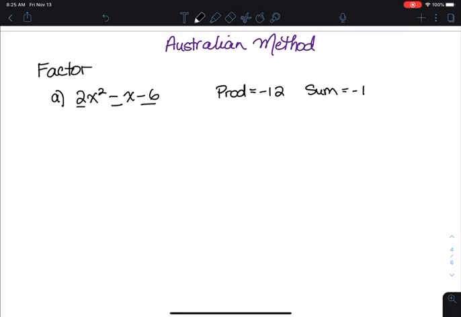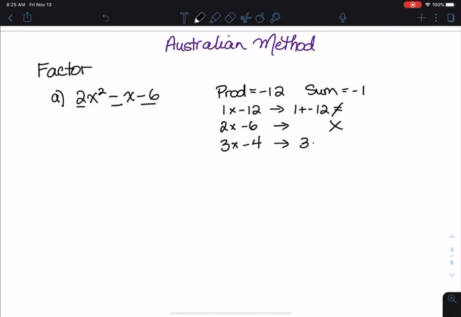So I'll just do this systematically. I'm just going to start with 1 times negative 12, add those numbers together, 1 plus negative 12. Well, that's not going to work. It's not the sum of negative 1, so we'll try 2. 2 times negative 6 is negative 12. Does that add to negative 1? Nope. 3 times negative 4, that works. 3 plus negative 4 is negative 1. So the numbers are 3 and negative 4.